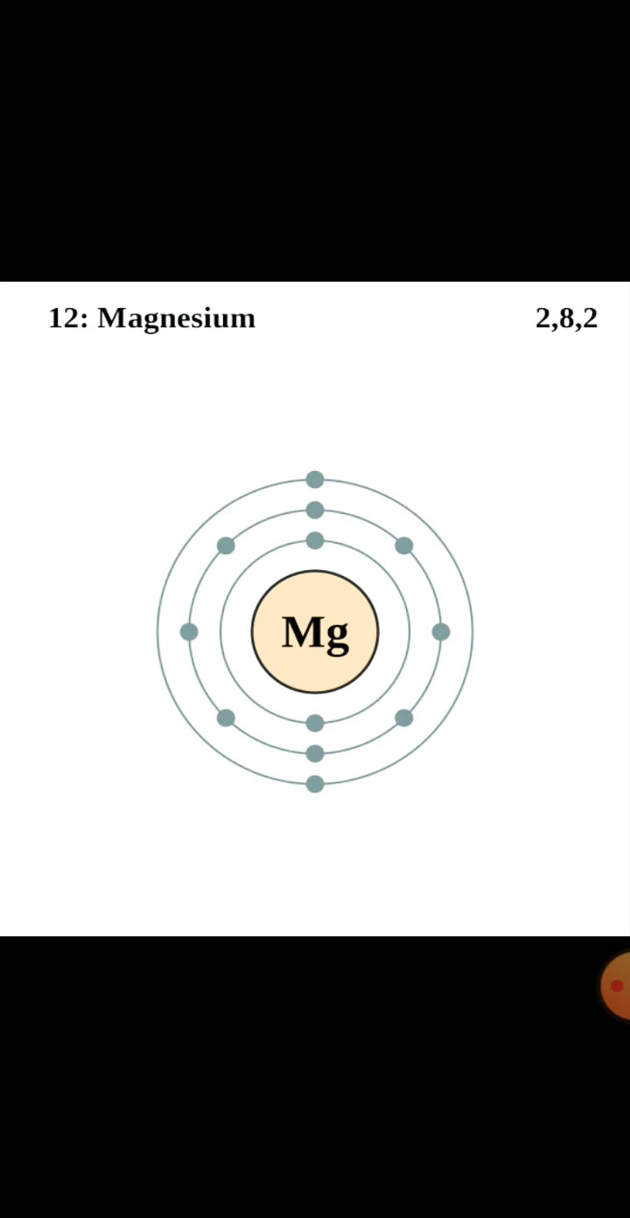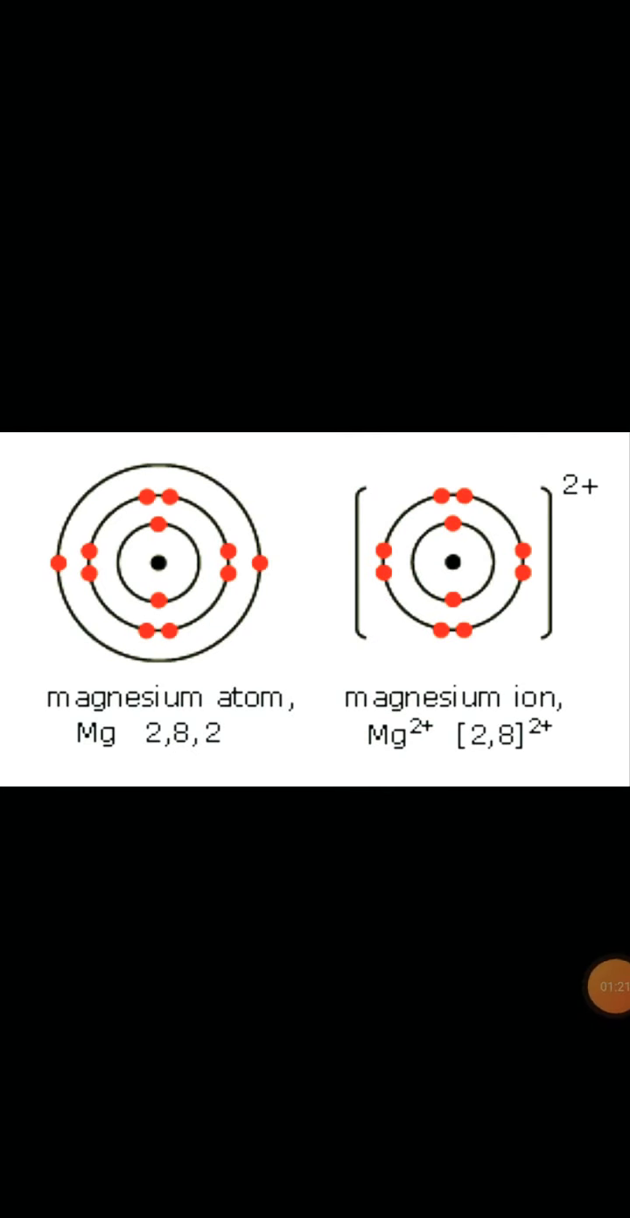Magnesium will also try to get octet configuration like noble gases. That means magnesium will also try to fill its outermost orbit with 8 electrons. Here it has 2 electrons. Again, which will be easy: to gain 6 electrons or to lose 2 electrons? We all know that it is easy to lose 2 electrons. So magnesium will lose 2 electrons from its outermost orbit and it becomes a positively charged ion, which will be called a cation. So earlier it was a magnesium atom, and by losing 2 electrons it became a magnesium cation.